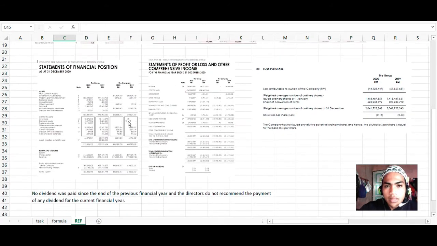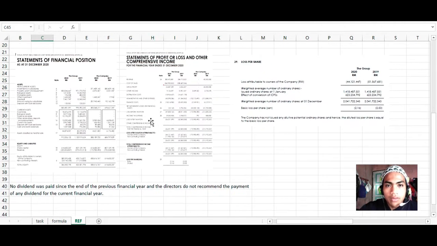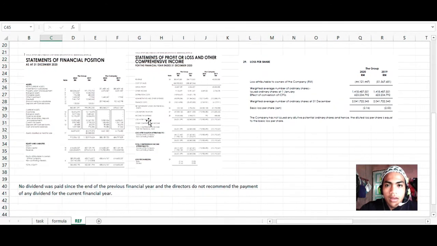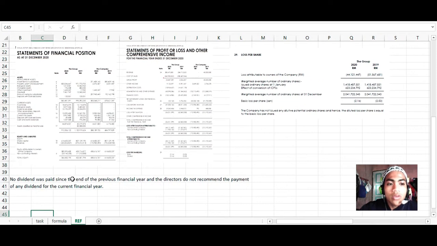And this is for Rimbunan Sawit, which has the three statements. For Rimbunan Sawit, no dividend was paid since the end of the previous financial year, and the directors do not recommend the payment of any dividend for the current financial year.